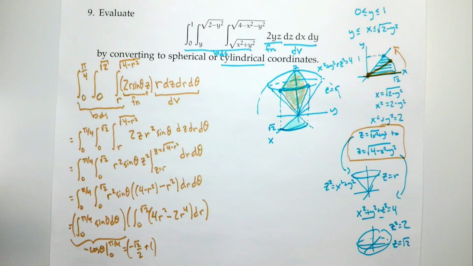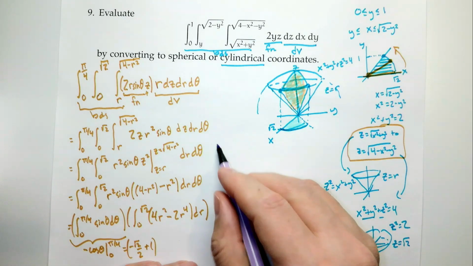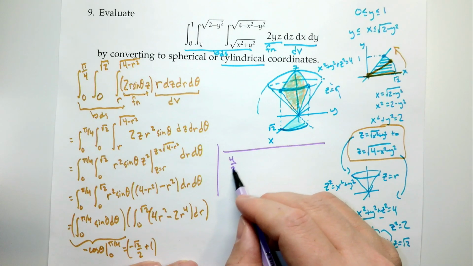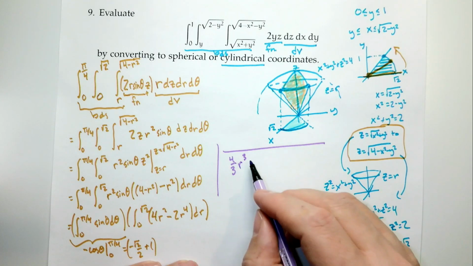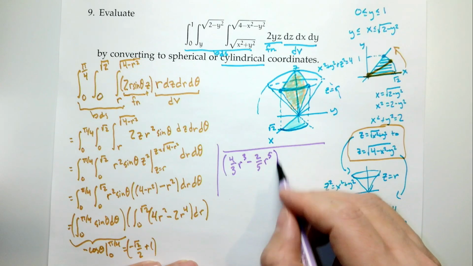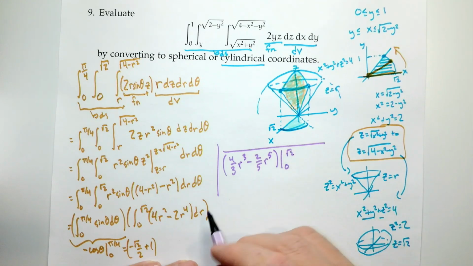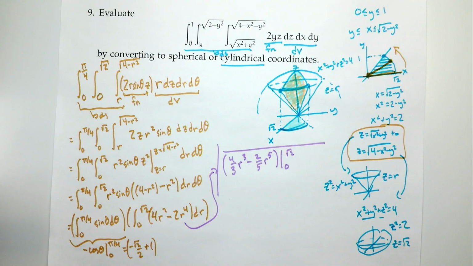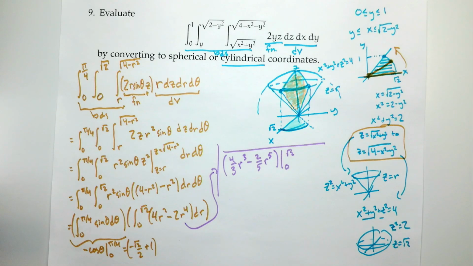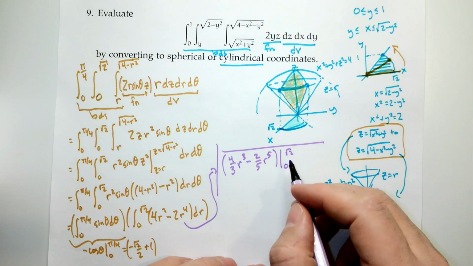Now, the second integral, what will that be? Okay, we'll do some work off to the side here. So we would get 4/3 r cubed minus 2/5 r to the 5th. And we're going to evaluate that from 0 to root 2. So that's the second integral. So the nice thing is when we plug in 0, we get 0. All right, finally, some good news. Plug in root 2. Now this is going to be fun. So let's be careful here.